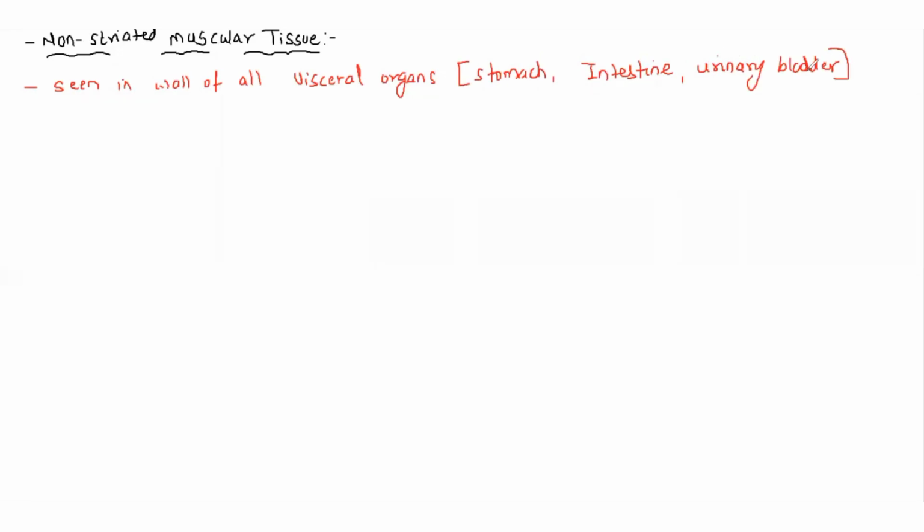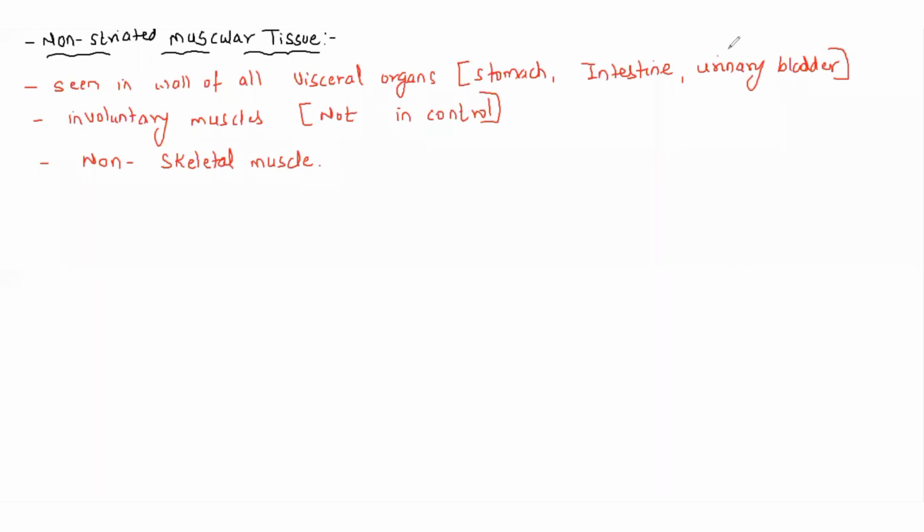And the most important part for non-striated muscular tissue is that these are involuntary muscles. When I use this word involuntary muscles, it simply means that they are not in control. Contraction of the urinary bladder is not in control. The peristaltic movement of the esophagus for food is not in control. Churning of the stomach is not in control. And they are not attached to the bones. Therefore, they are called non-skeletal muscles. So these are also called non-skeletal muscle.